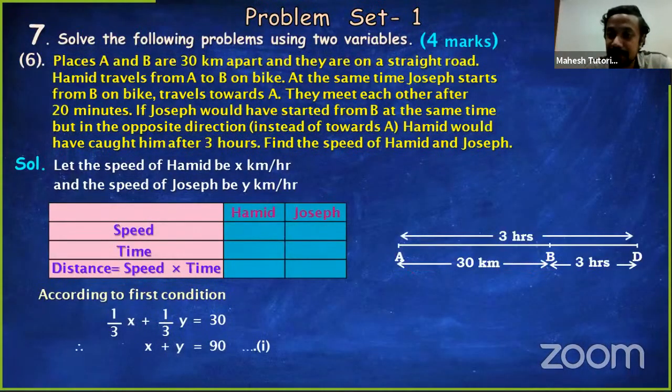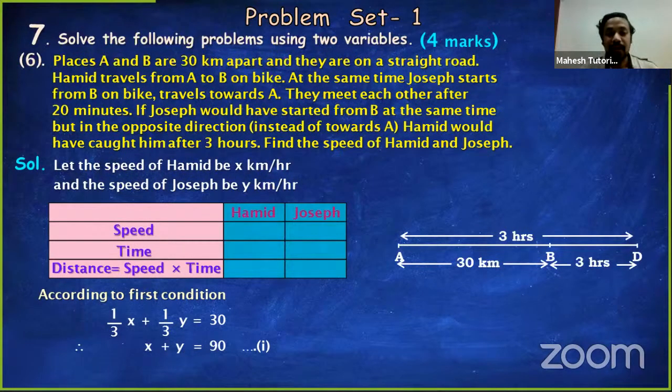Indicating the same here in the representation, students. See, the total distance between A and B is 30 kilometers, जो नीचे लिखा है. Then Hamid has taken 3 hours to travel from A till point D, and Joseph has taken 3 hours to travel from point B to point D. Okay. So now students, again with the help of this representation, let us put the things in the table and frame the second equation. Again, the same format of the table, two individuals, Hamid and Joseph, and the same three parameters, that is speed, time, and distance.